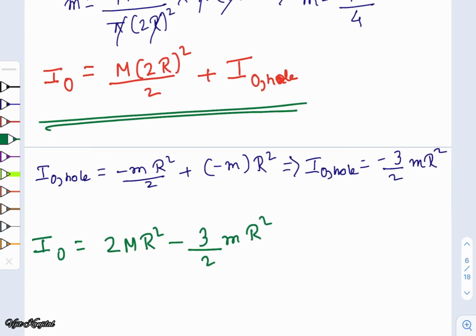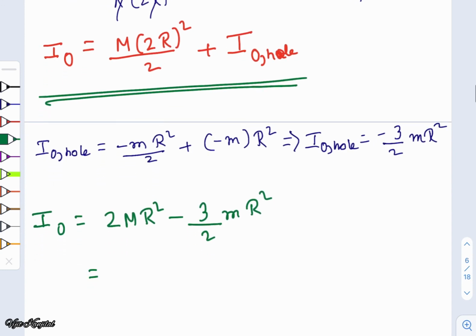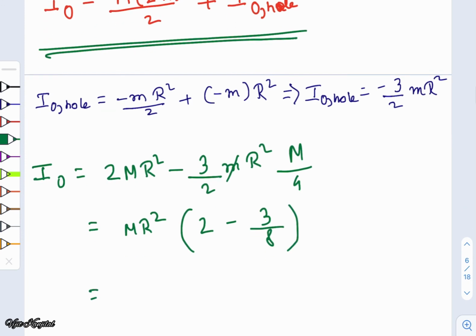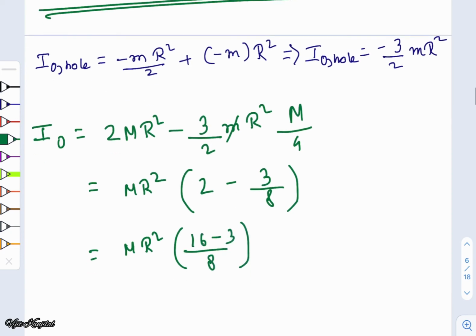And let us substitute the value of small m. Small m is simply capital M by 4. So let us take the terms M r squared common, so it would be 2 minus 3 by 8. So we can write it as 16 minus 3 by 8. So IO would be simply 13 M r squared by 8. This is IO.